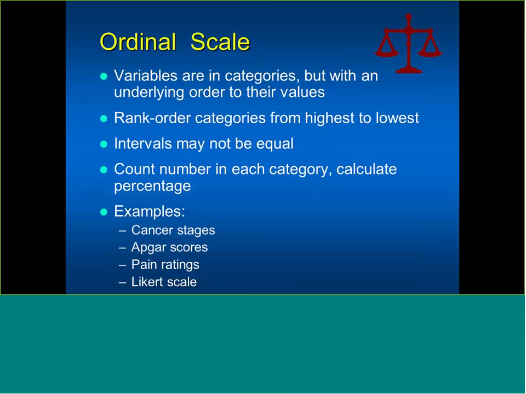Examples in medicine: cancer stages, APGAR scores, pain ratings. You've seen pain ratings on a scale of no pain to the most excruciating pain, and the patient will circle a 6 or a 7 maybe on a pain scale. And what I call Likert scales, and you've all seen that too when you're asked to circle a number from 1 to 5, 1 being strongly disagree, 5 being strongly agree. That would be a Likert scale. So those are ordinal scales where there's order to the categories.